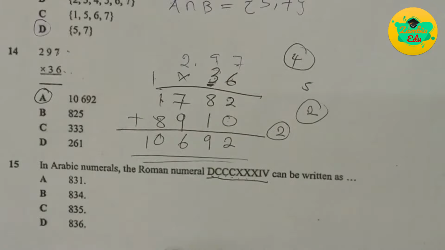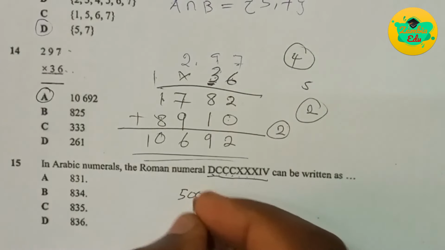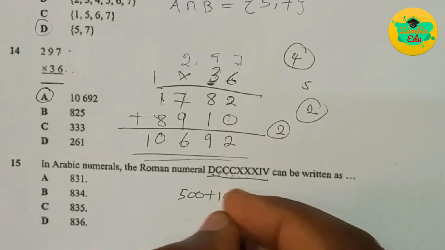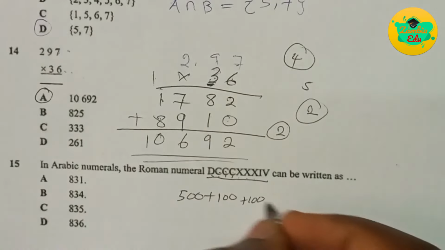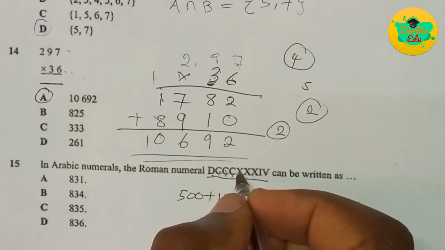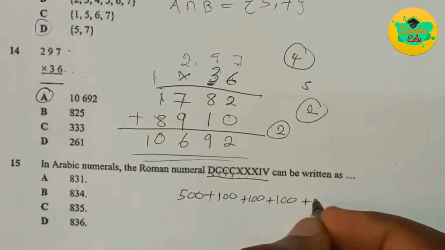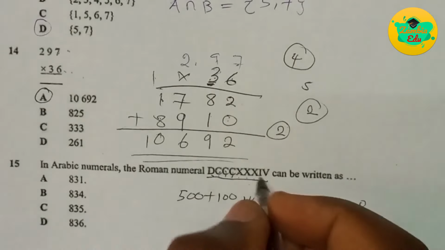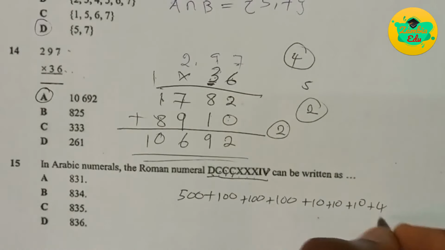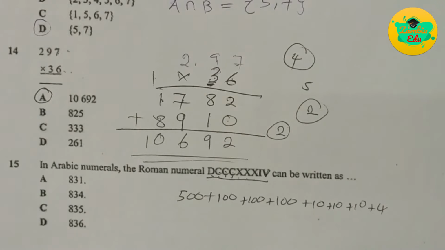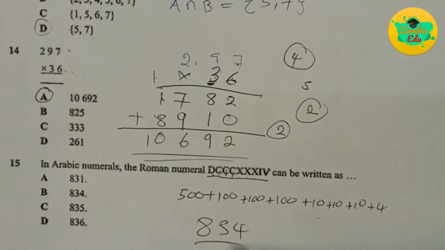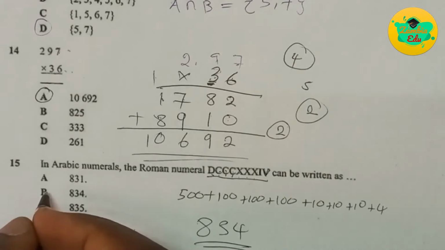Alright, so let's add. We know that in Roman numeral, D represents 500, plus C is 100, another C is another 100, another C, again we add 100, plus 10, so we have 3 tens, 10 plus 10 plus 10. Then IV. IV represents 4. And we say plus 4. So we add all the numbers that we have: 500 plus 100 plus 100 plus 100 plus 10 plus 10 plus 10 plus 4. And we get our answer being 834, and we see that being shown as option B.